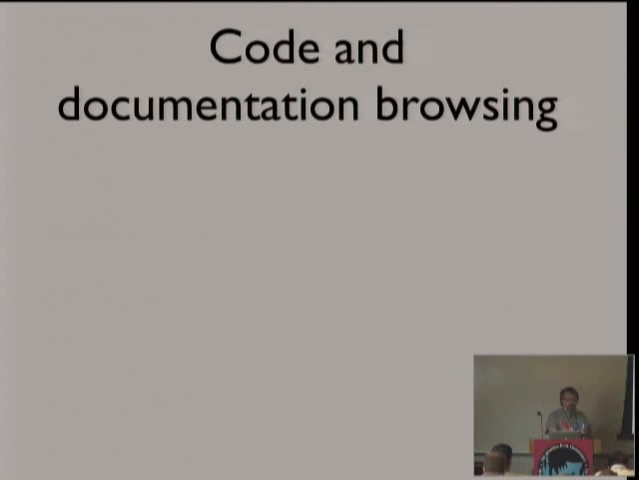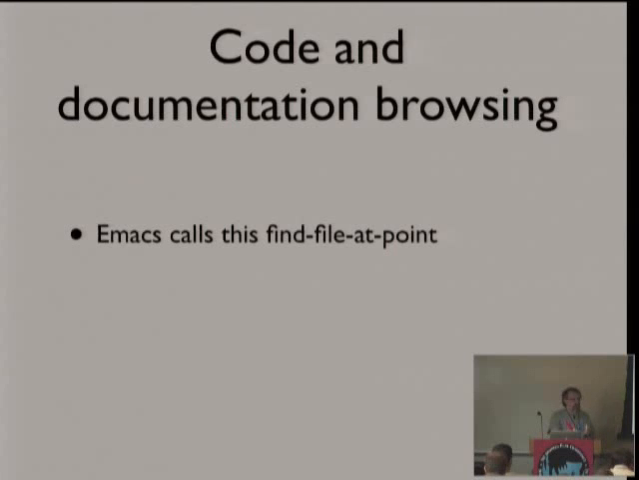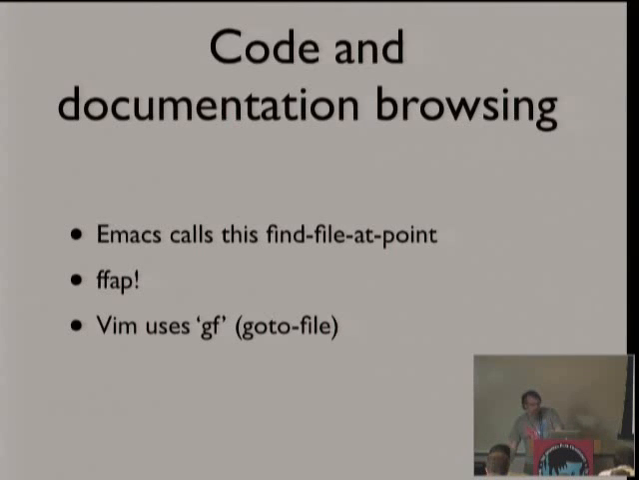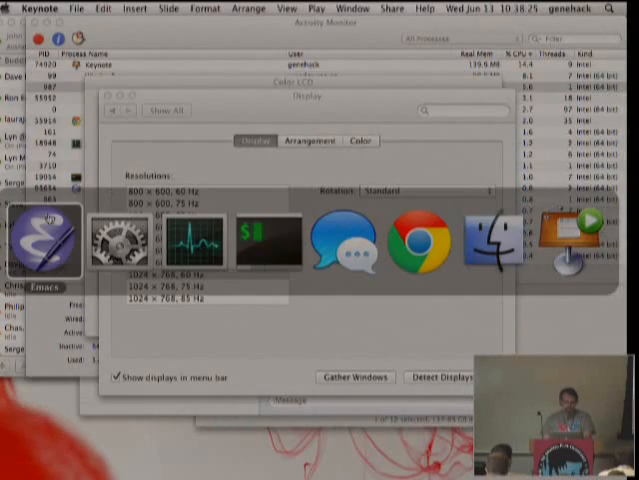You can set up your editor to let you do code and documentation browsing, probably more useful to the Emacs people. The Vim people are just going to Control-Z and be back in the shell and use perldoc there. Emacs calls this find file at point, which I love because it abbreviates to FAP. Vim has a command called goto file, or gf.